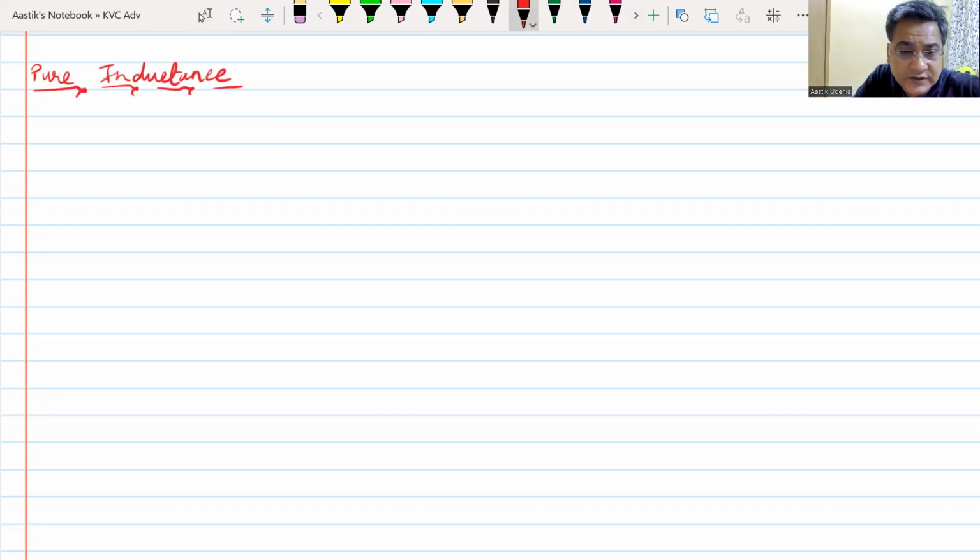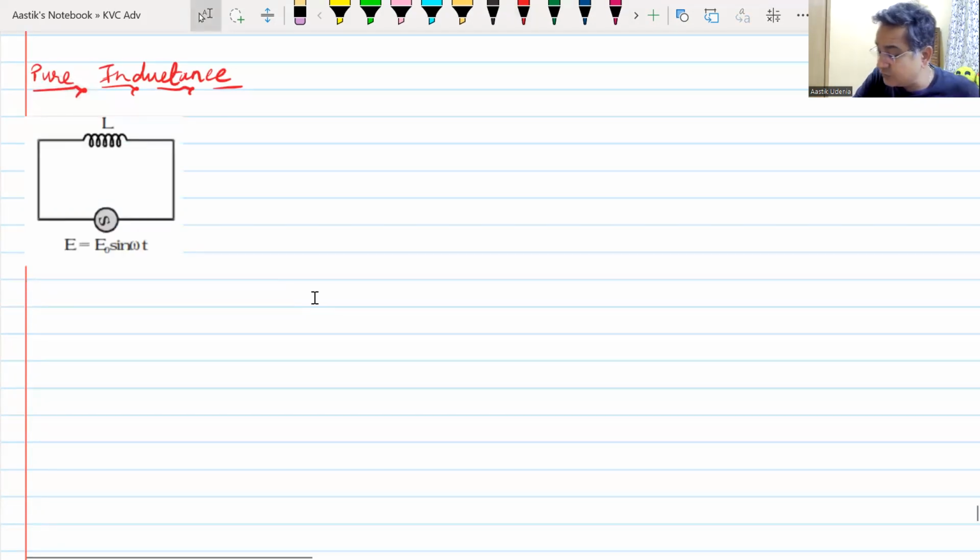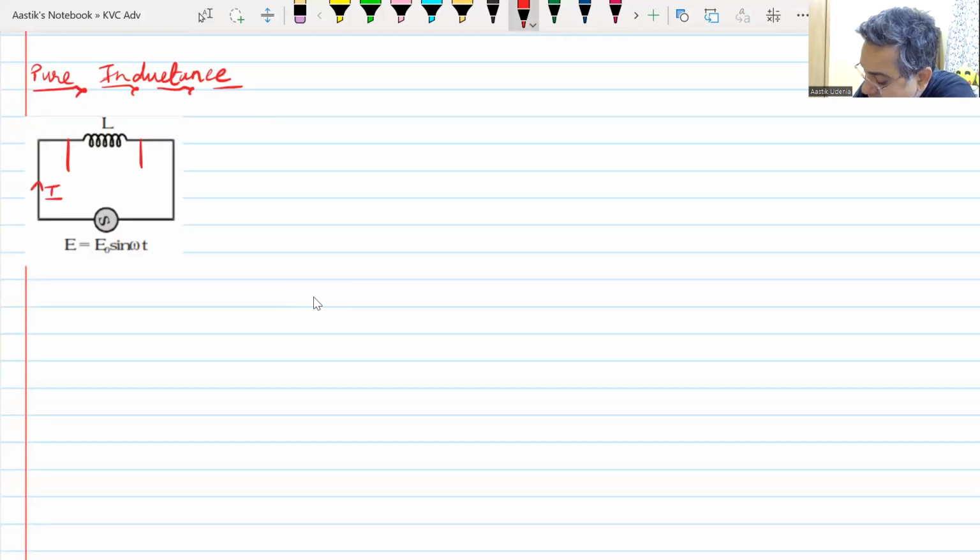Pure inductive circuit, you can easily draw a pure inductive circuit. It would just look like this, yes or no? Yes, sir. At any time, if I say the current is I, it will have a voltage drop that will be equal to VL, yes or no?